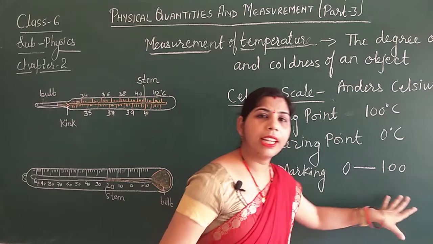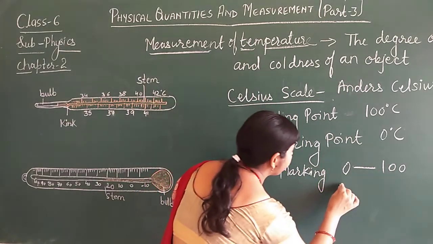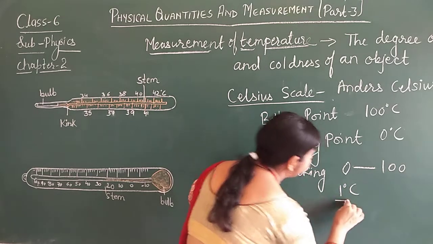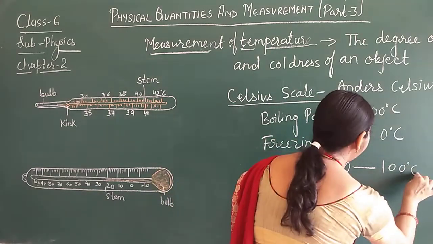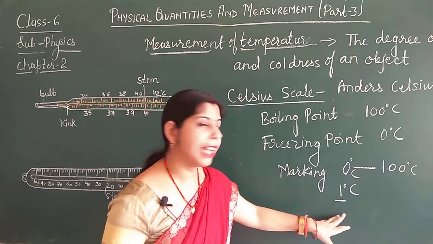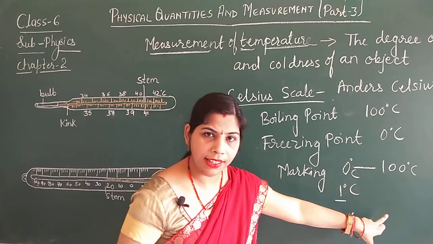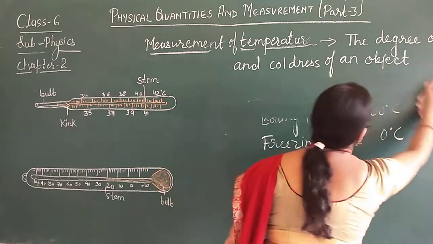and between each marking, one gap is there, and that gap is denoted as 1 degree Celsius. That means from 0 to 100 degree Celsius the marking is there, and each gap is denoted as 1 degree Celsius. Now let's move toward the Fahrenheit scale.